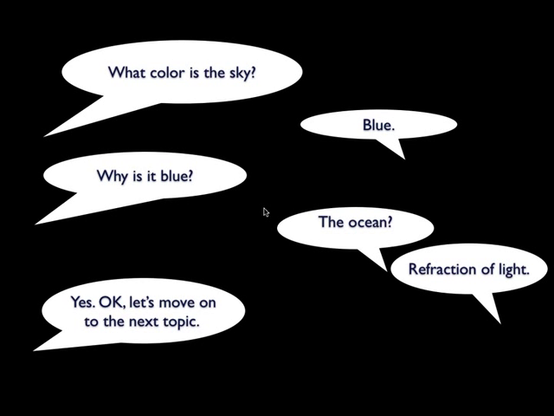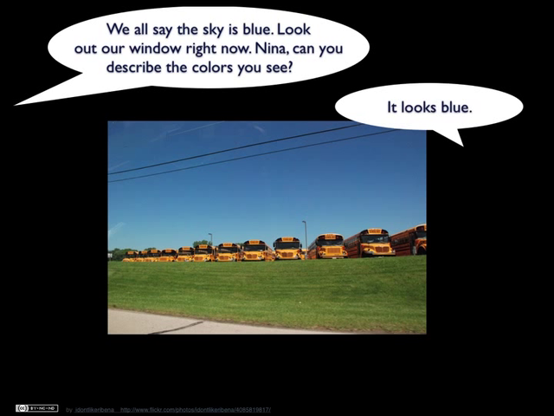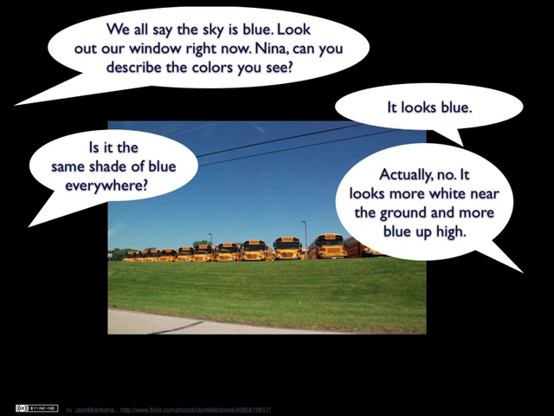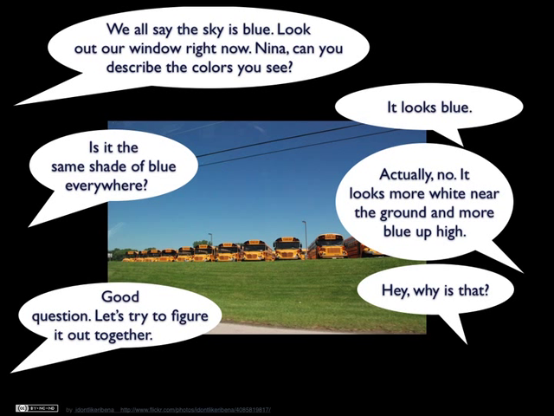Let's take a look at how we can spin that around to a higher order question. So here we are. We all say the sky is blue. So let's look out our window right now. Nina, can you describe the colors you see? It looks blue. Is it the same shade of blue everywhere? And so now you should be looking at this video a little bit closely and seeing what you see. Actually, no. It looks more white near the ground and more dark blue up high. Hey, why is that? Good question. Let's try to figure it out together.